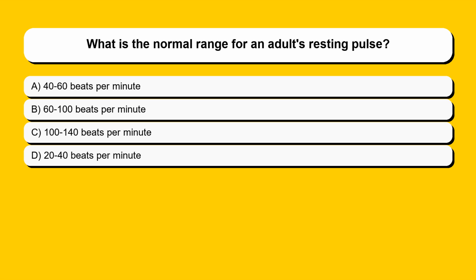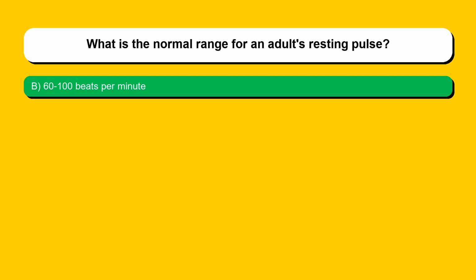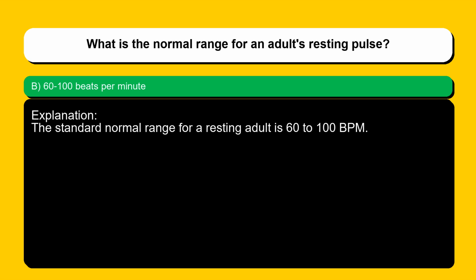Question 4. What is the normal range for an adult's resting pulse? Option A. 40 to 60 beats per minute. Option B. 60 to 100 beats per minute. Option C. 100 to 140 beats per minute. Option D. 20 to 40 beats per minute. The correct answer is Option B. 60 to 100 beats per minute. The standard normal range for a resting adult is 60 to 100 bpm.